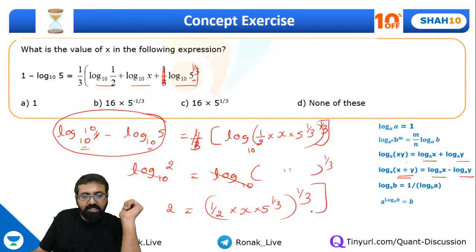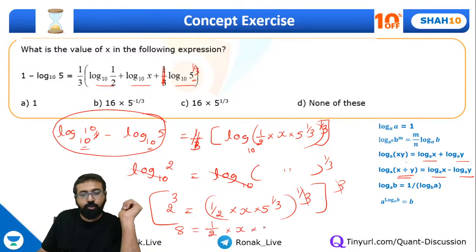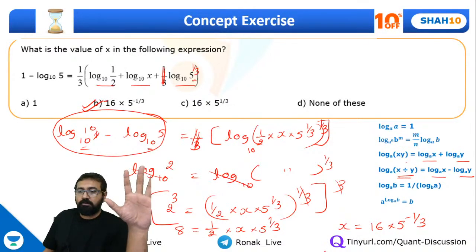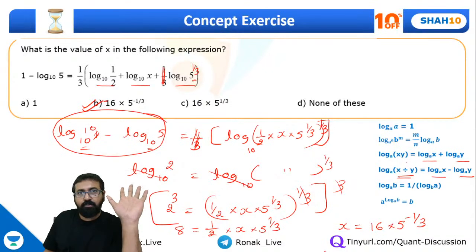Now what I'm doing is I'm making cube on both sides. So this 1 by 3 will get cancelled off and 2 cube will be 8. So I'll get 8 equal to 1 by 2 into x into 5 raised to 1 by 3. Or if I further solve it, I'll get x as 16 into 5 raised to minus 1 by 3. That is option B. Guys, are you all clear? Is that clear now? Fine.